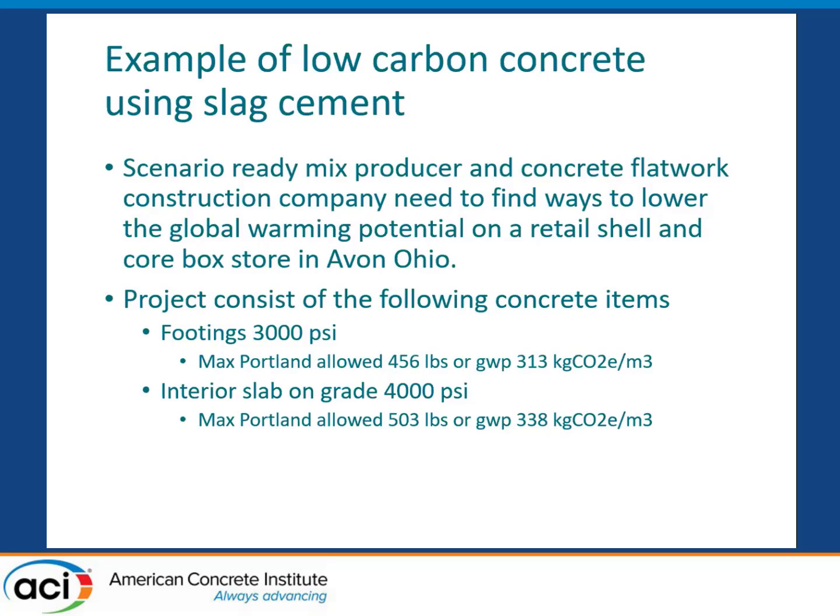Now, the designer of this project, as they're trying to reduce their global warming potential, has actually put limits, being prescriptive, on the amount of cement that could be used for the project, or they could use a global warming potential number per cubic meter. So in this case, we can see the 3,000 PSI. They're saying that the maximum Portland cement you could use would be 456, or you could use a global warming potential of 313 kilograms. Then for the 4,000, 503 or 338.